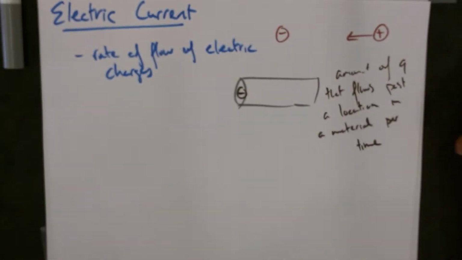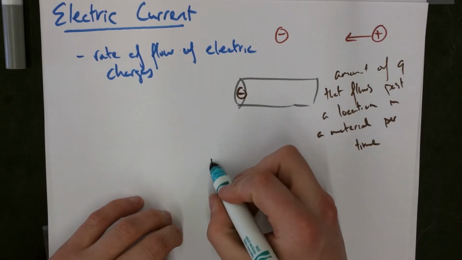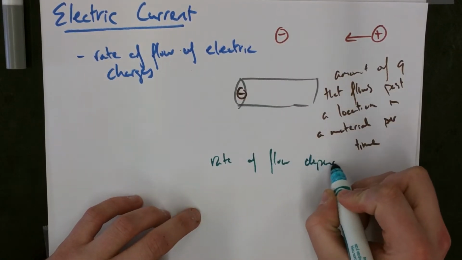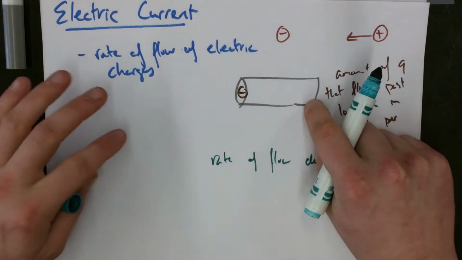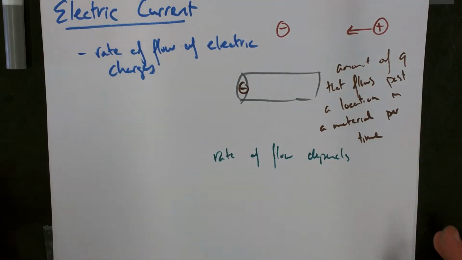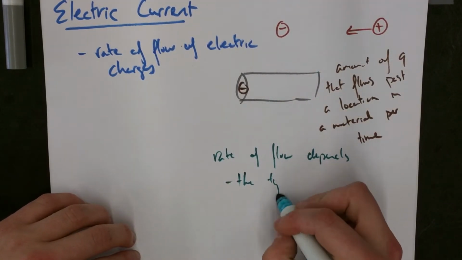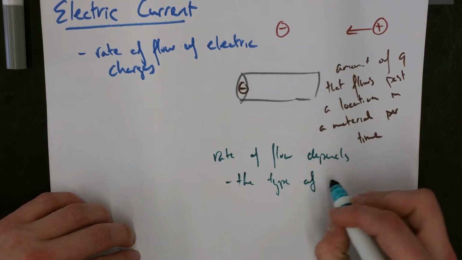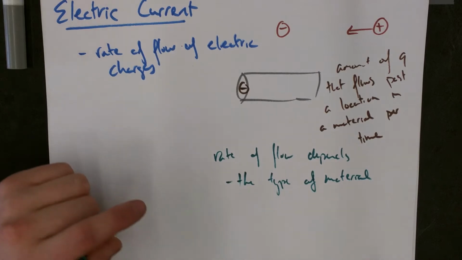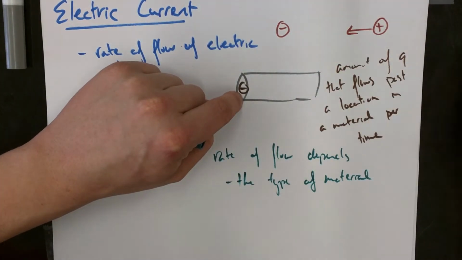So what might the rate of flow depend on then? Well, the rate of flow depends on what kind of material we're talking about, right? It's easy to get electrons moving through copper compared to rubber. So the type of material, and also, well, maybe the electric potential between the material.